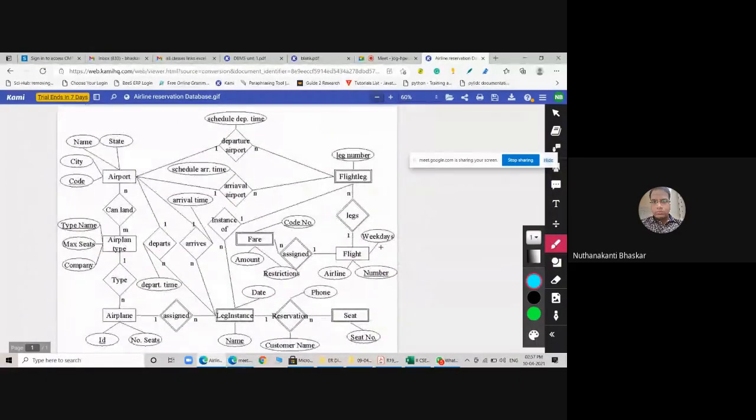This is the airline reservation I've done. How is it done? Simple. Here, airport. These are the attributes. Now, airport is associated with the flight log, and airport is associated with the arrival airport to the flight log. The airport can land an airplane type. So like that, here we have taken all and implemented. This is a weak entity in this case. So like that, we have to include your cardinalities, types of attributes, all, so that we can get one complete database. Like this, we have to design for all.